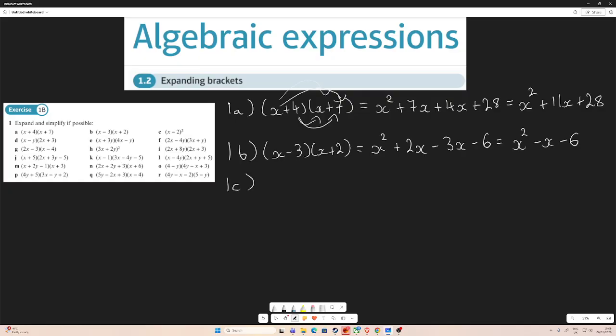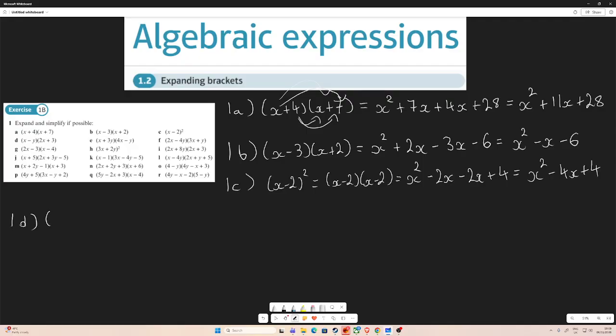1c, we have x minus 2 squared, which is simply x minus 2 multiplied by itself, so that's x squared minus 2x minus 2x plus 4, so that is x squared minus 4x plus 4. Okay, let's do question 1d.